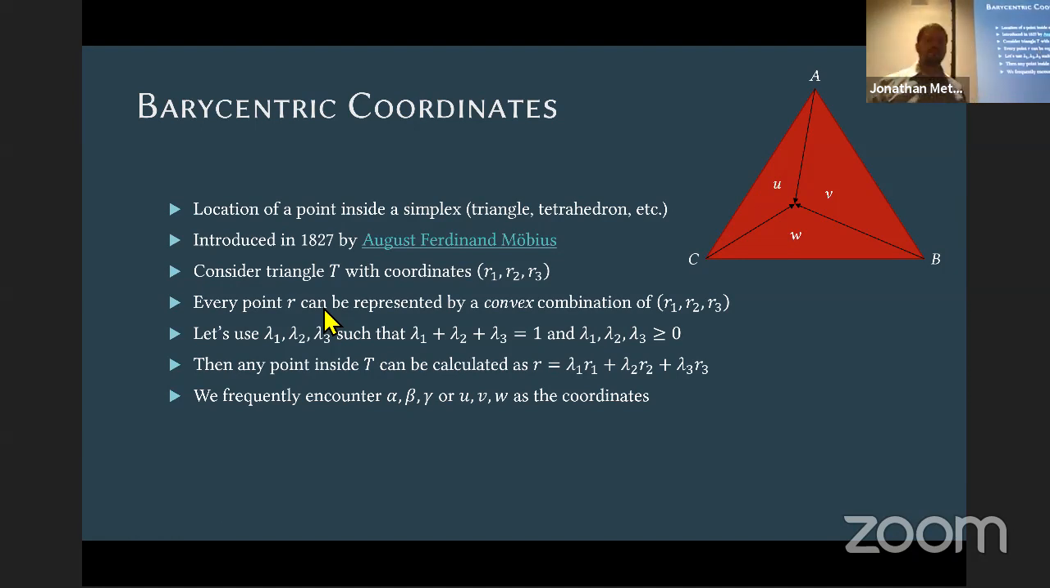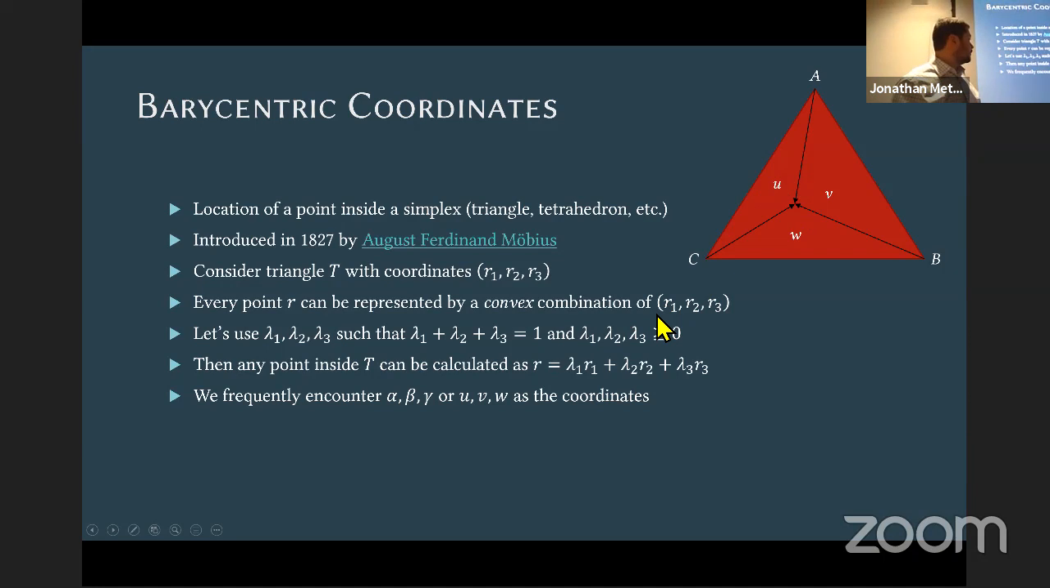A convex combination means that these coefficients, lambda 1, lambda 2, and lambda 3, when we add them together, equal 1, and all of them are greater than or equal to 0. Okay, so we add them together, we get 1. All 3 of them are greater than or equal to 0. And then we can calculate the point inside of T by simply multiplying these lambda values with the points. So this is a handy way of being able to determine where you are inside of the triangle.